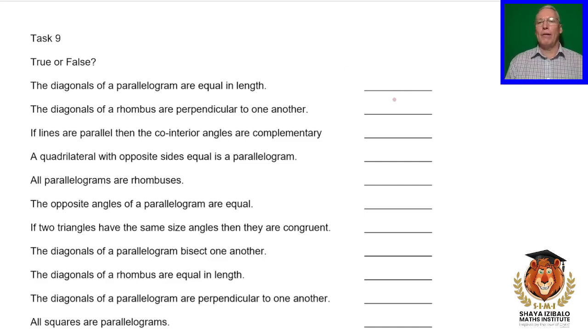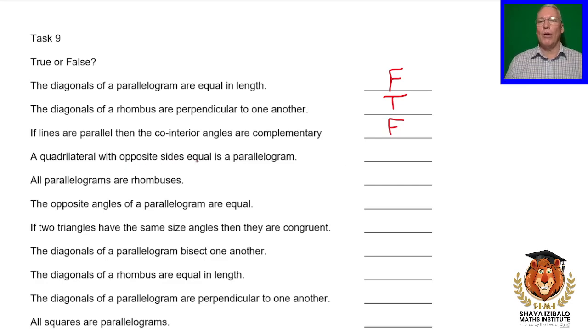Okay, the diagonals of a parallelogram are equal in length. False. Again, we can see that because as we tilt this parallelogram over, they don't stay equal in length. The diagonals of a rhombus are perpendicular to one another. True. If lines are parallel, then the co-interior angles are complementary. Unfortunately, that's false. If lines are parallel, the co-interior angles are supplementary, not complementary.